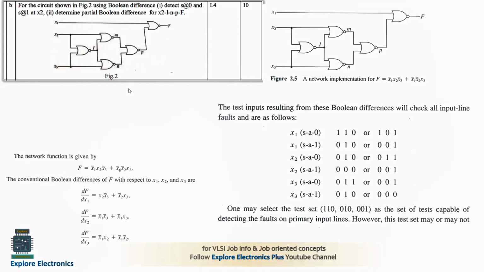Then comes a kind of problem. Here, for the circuit shown in the figure, using Boolean difference, we need to detect S-a-0, meaning stuck at 0, and stuck at 1 at x2.